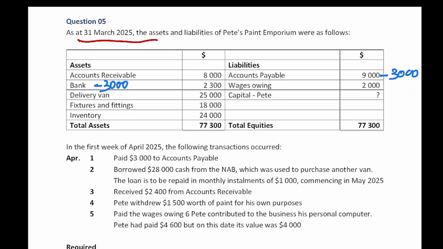Loan increases. How much? 28,000. Now, I don't have a liability called loan. Then what would I do? I'll write it here. If you didn't have space, you can write on top of liability. I'll write loan. What is it? 28k. Right? Loan 28k.